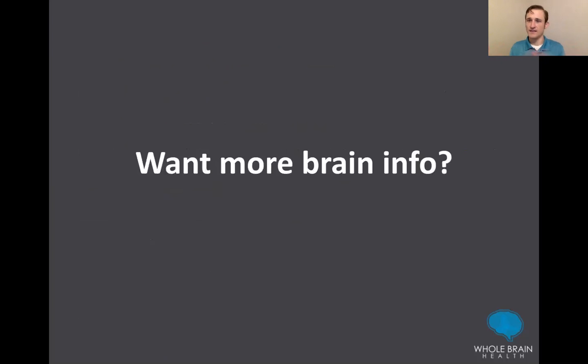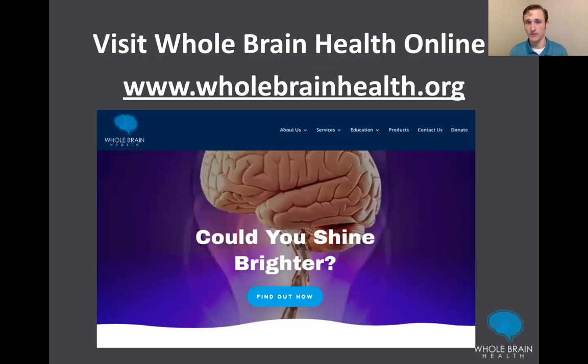Okay, so that concludes our class today. And if you want more brain info, you can always visit wholebrainhealth.org. It's spelled just like that. Whole as in whole thing, brain as in what we're exercising today or what's inside your skull. Health as in healthy salad, wholebrainhealth.org. You can find more information to review and learn about the brain on there.